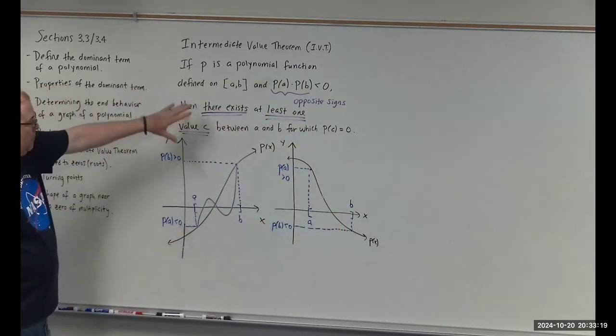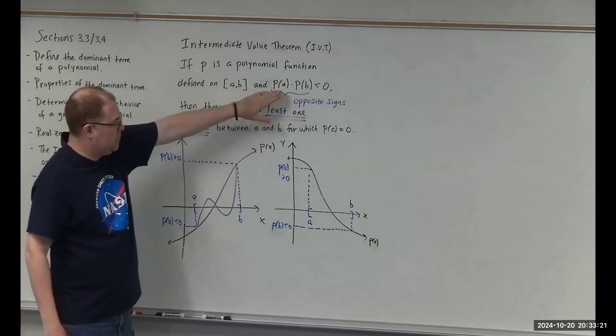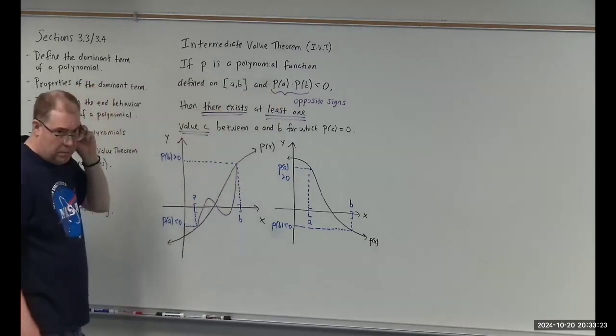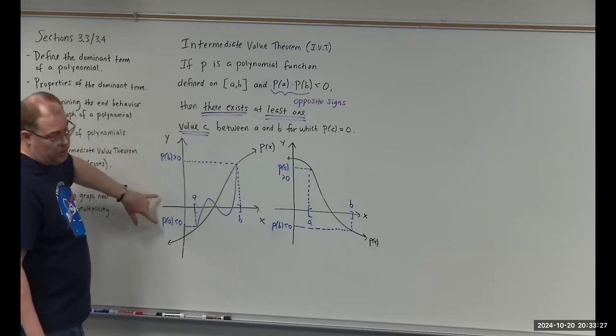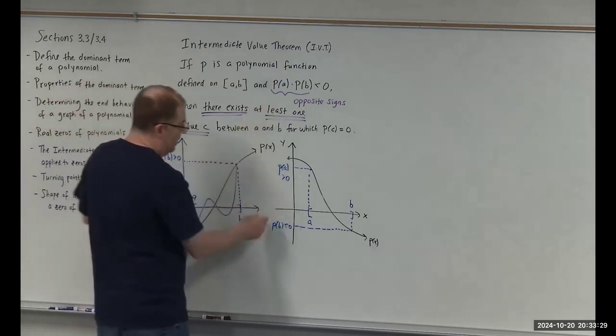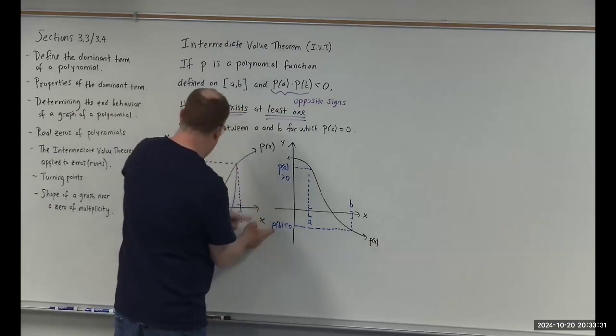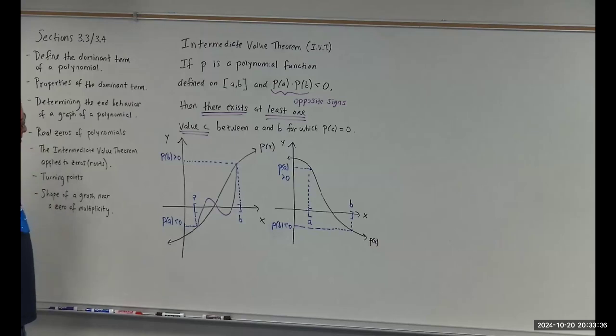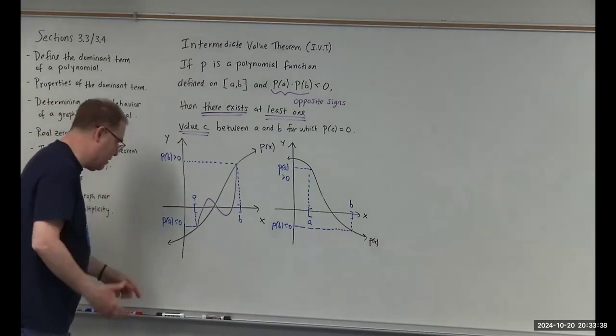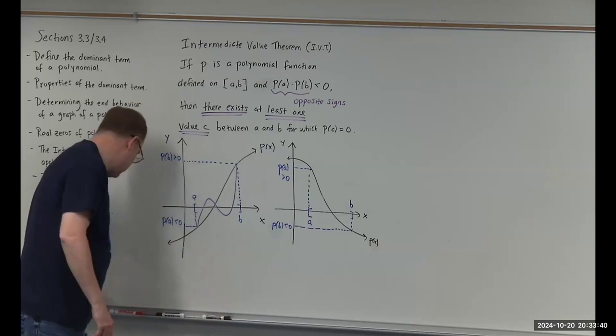So that's what this means here. There's a sign change. So you have positive, negative. When you multiply this, you get a negative value right here. Same thing, positive, negative. So there's a sign change, and again, it doesn't tell you what that function looks like.